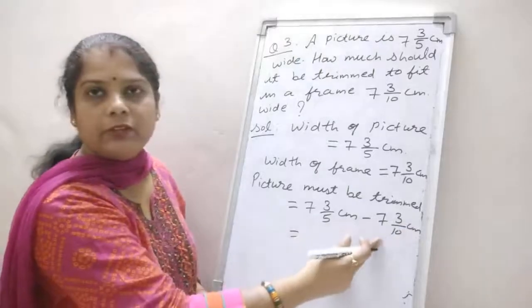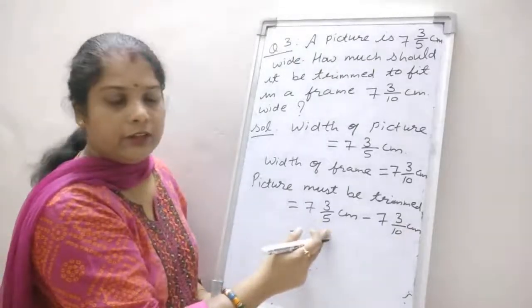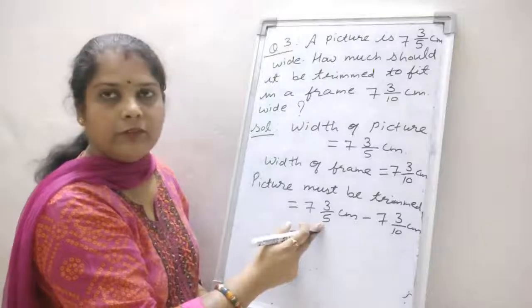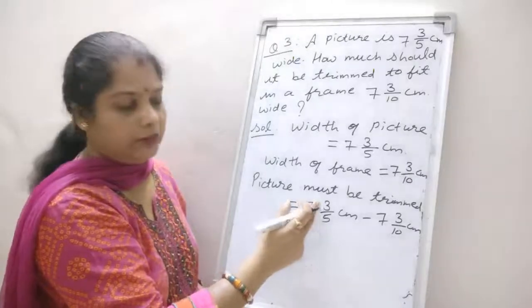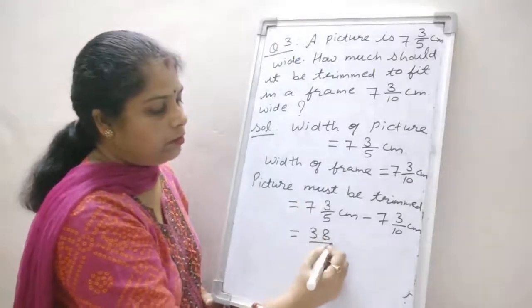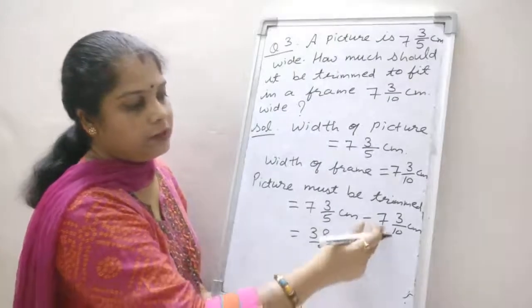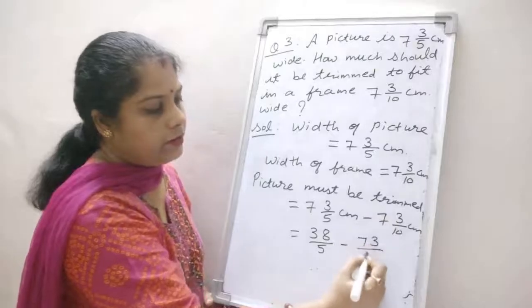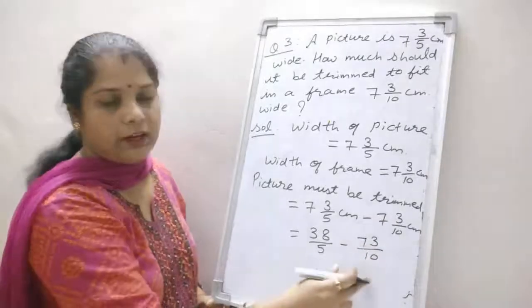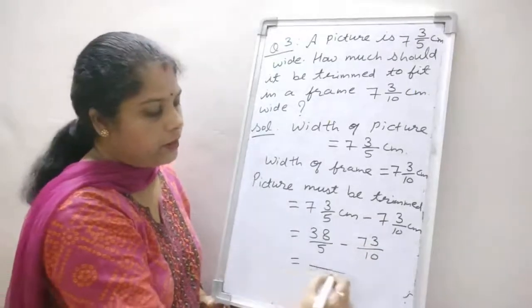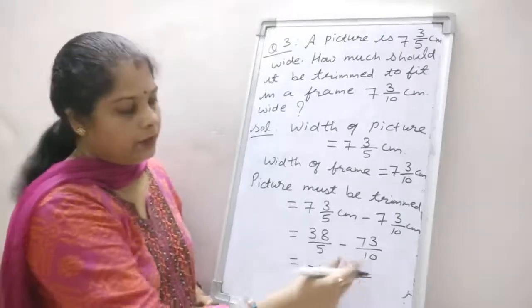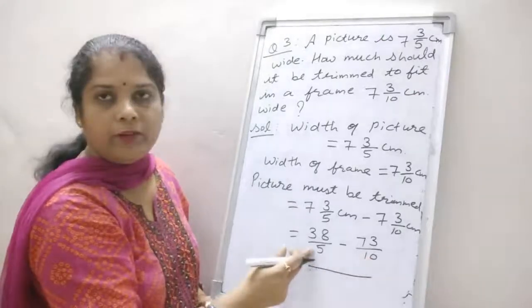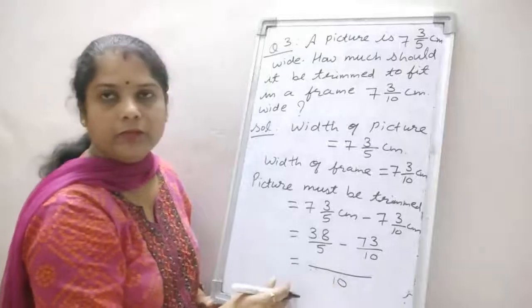Now these are the mixed fractions. Convert them into improper. 7 5s are 35, 35 plus 3, 38 upon 5. Minus 7 tens are 70, 70 plus 3, 73 upon 10. Now these are unlike fractions. We will take the LCM. LCM will be 10, 10 ones are 10, divisible by 5. So 10 will be the LCM.